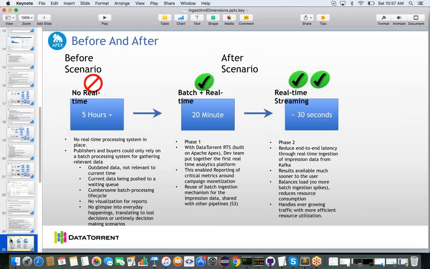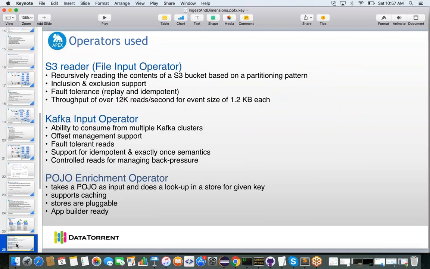Let's take a look at how the system was before we started off with Apex, and how Apex really reduced the time to get insights. The previous versions were like 5 hours plus latency. Then with the batch based reads from S3 with Apex, it came out to 20 minutes. And then with Apex again, with streaming real time reads from Kafka, it came down to 30 seconds. Here's the list of the operators that we used to do that.